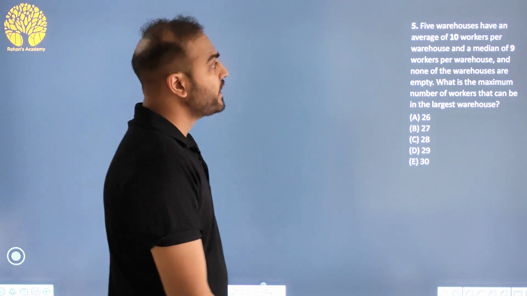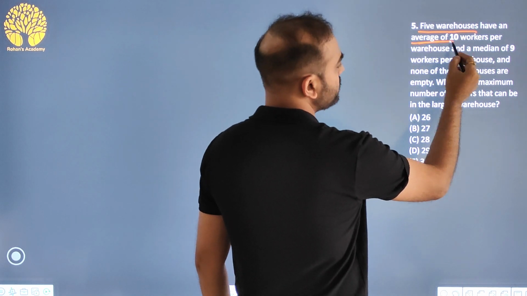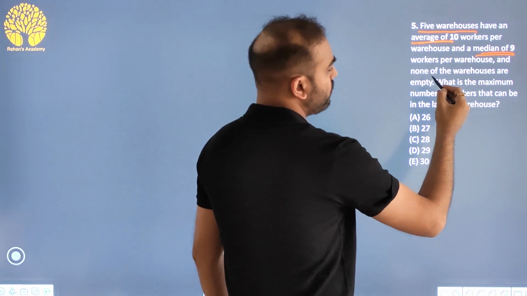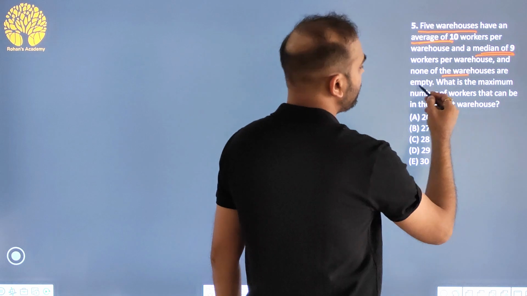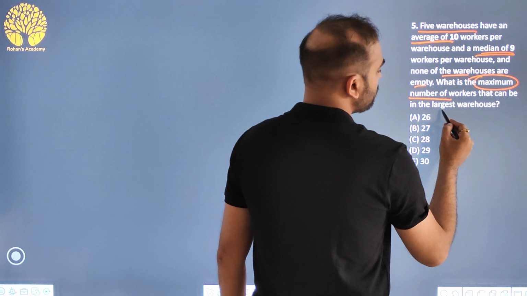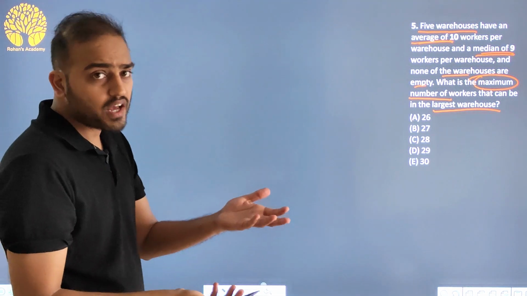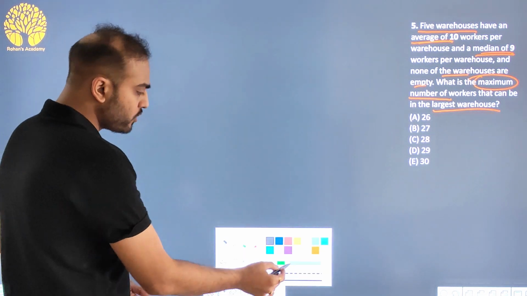Alright, another interesting question. We have 5 warehouses with average of 10, median of 9. None of them are empty, that means somebody has to be working at each warehouse. What is the maximum number of workers in the largest warehouse? So we have the concept of average, and we have the concept of median as well. Let's look into it.